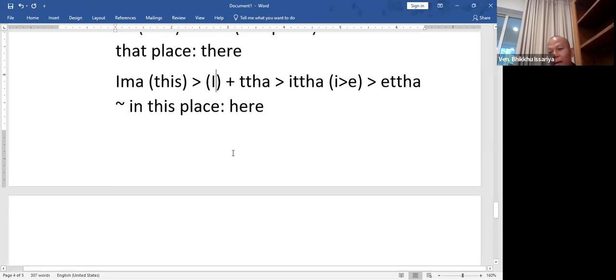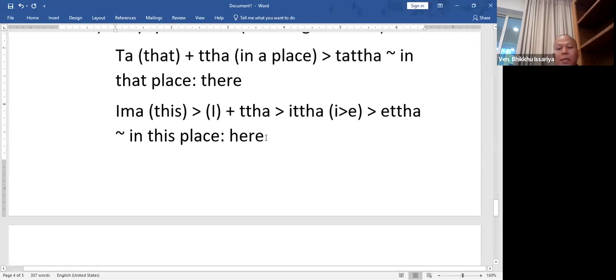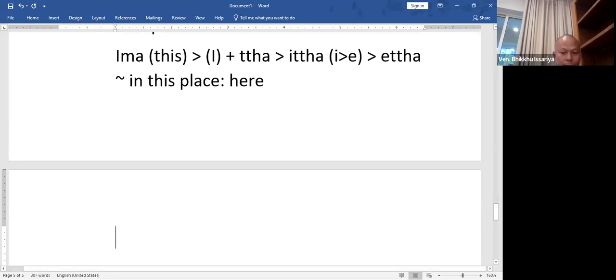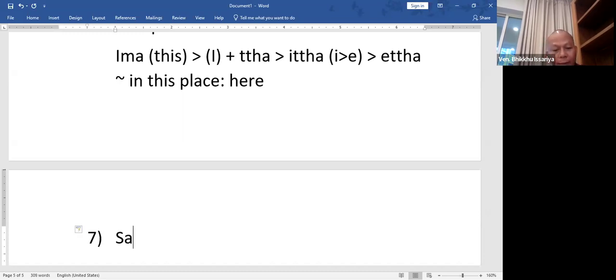Okay, now let's go to the last type. The last type is controversial, because some scholars' idea is that it belongs to the samasa, and some scholars' idea is that it belongs to the Taddhita. That is, Sankhya Taddhita. Sankhya means number.